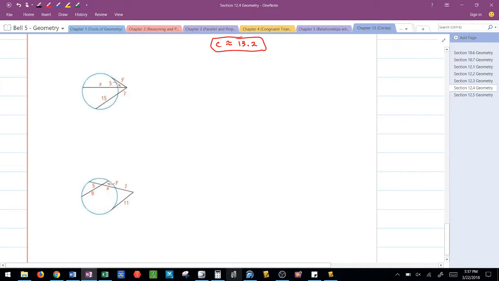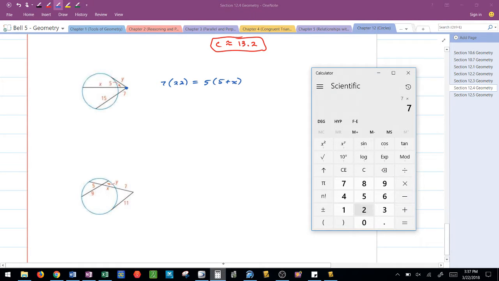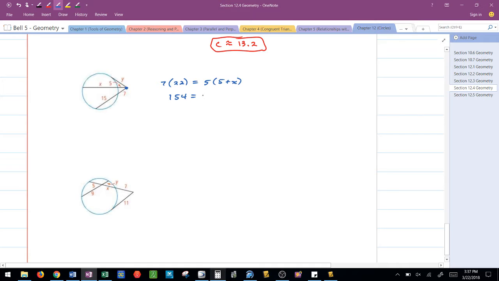All right, in this next one, we've got to find both x and y. So let's try this one now. From this vertex, I'm just going to focus on x here. I know it's 7 times 15 plus 7, which is 22, is equal to 5 times 5 plus x. So 7 times 22. And again, remember that 22 came from 7 plus 15.